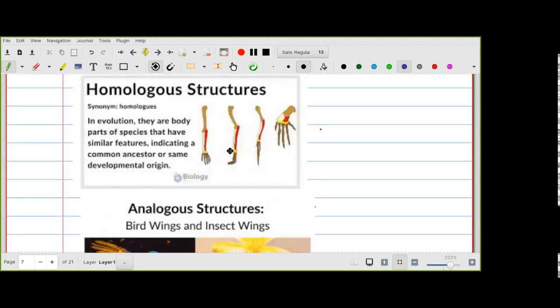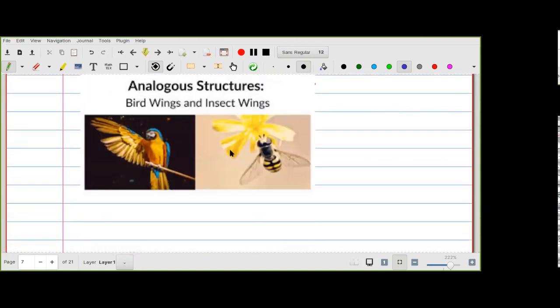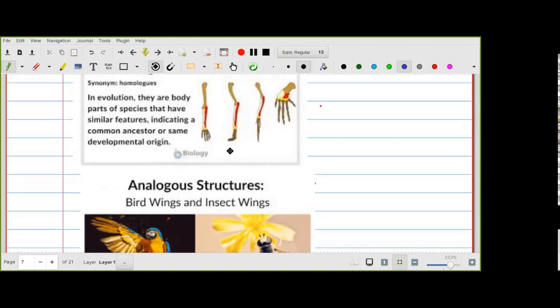What's analogous? Analogous structures. Okay, so analogous structures is, for example, the wing. You find wings on birds and you find wings on bees. And these two are not evolutionarily related to one another. They're not made out of the same structures. They're not made out of the same materials. But they do the same function. And so that's analogous structures.